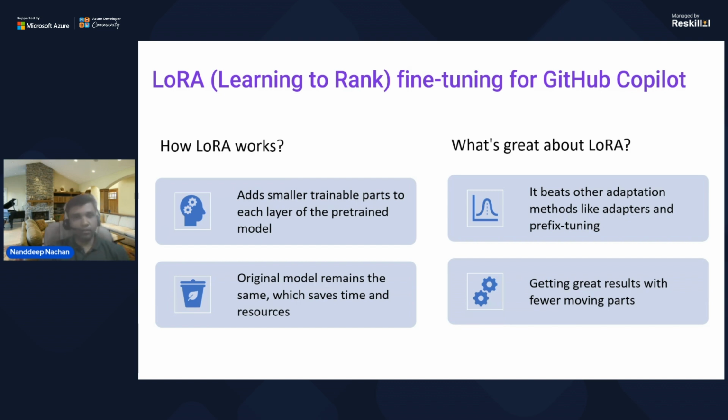But LoRA, which is a learning to rank kind of fine-tuning, is a clever alternative, and it makes the pre-trained LLM work better for a specific task without redoing all of the things. And that is what GitHub Copilot is based on, and from there it is able to suggest all that code.